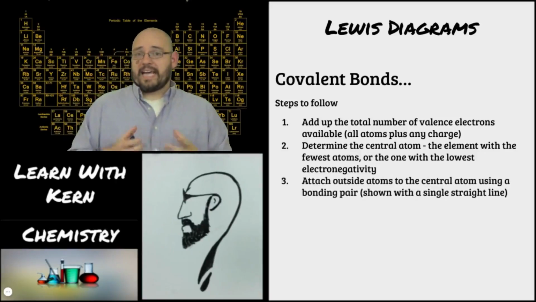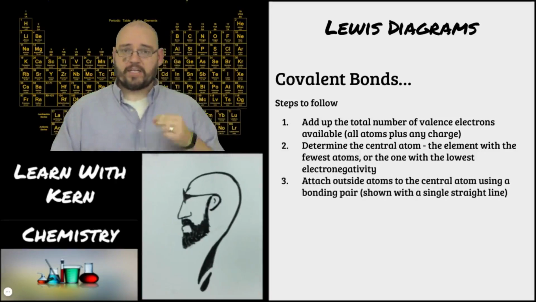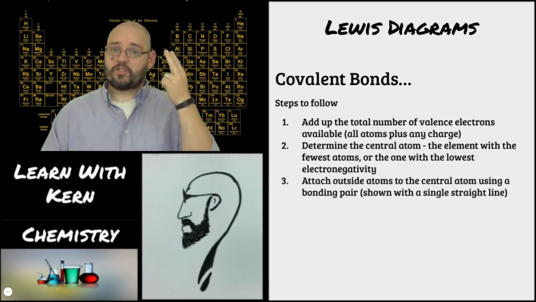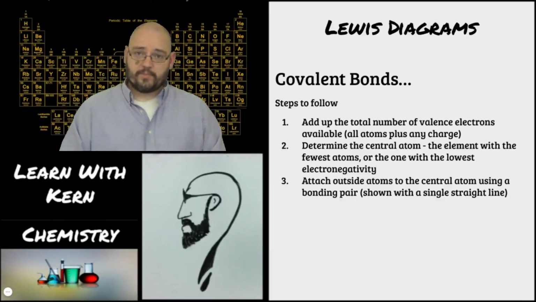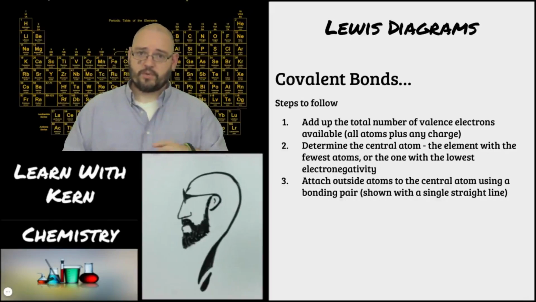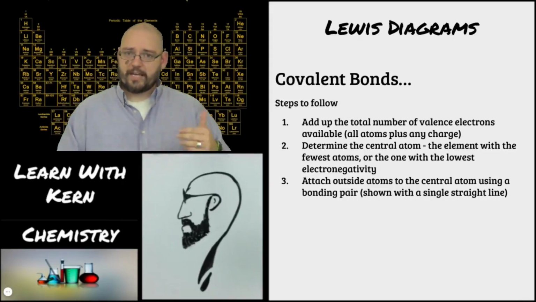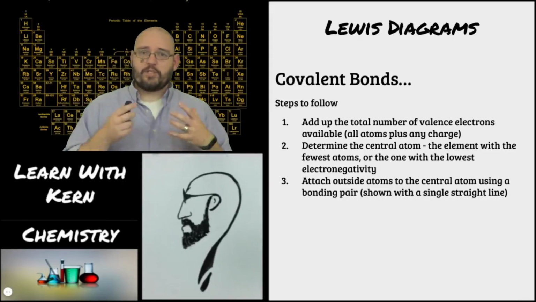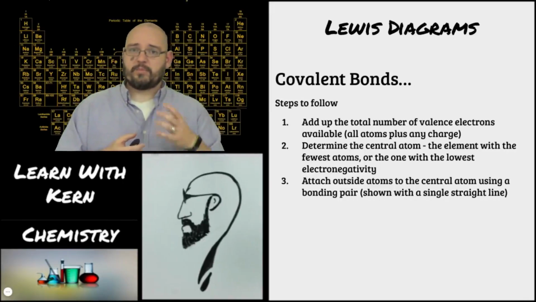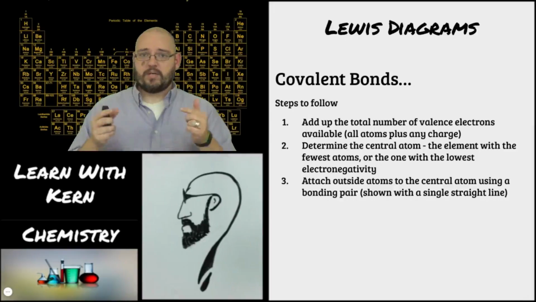Then we're going to attach all of our outside atoms to the central atom using a bonding pair. A bonding pair represents 2 electrons. That's why it's a bonding pair. We draw that with a single straight line. And I'm going to show you examples of all of these in a few minutes. I'm just going to go through the steps first. So you add up the total number of valence electrons, then you decide which one's the central atom and you write that down. Then you're going to attach everything to your central atom with a single bonding pair each.